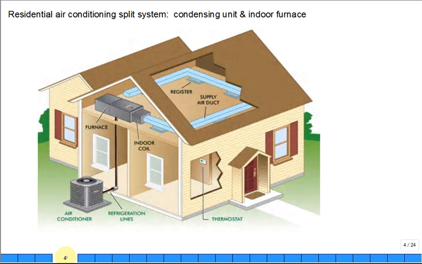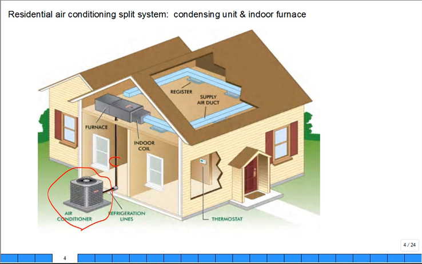In the home, last time we talked about, you have the outside, in the backyard or on the side of the house, out of the way. You have the condensing unit. What are the two components in that condensing unit? What are they? Compressor and condensing coil, or the condenser, right?